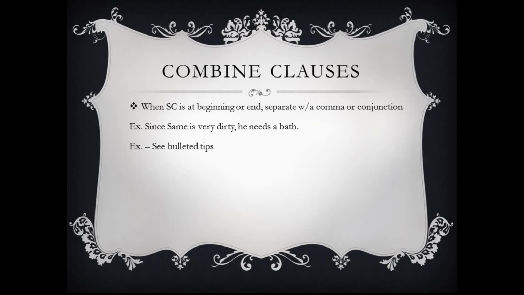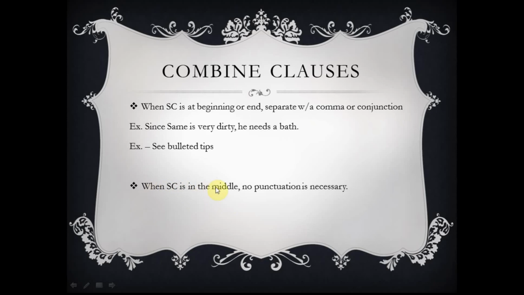For two more examples, if you actually look at our bullet points, when the subordinate clause is at the beginning or end, separate with a comma or conjunction. We are starting this tip with a dependent clause: when the subordinate clause is at the beginning or end. That can't stand on its own. It needs to be joined with the independent clause. Separate with a comma or conjunction. Our next tip is the exact same.